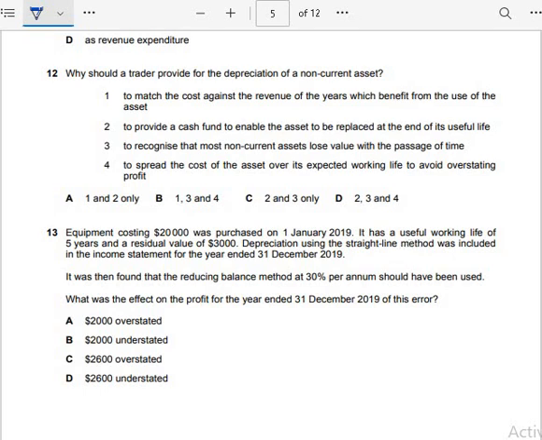Then, to recognize that most non-current assets lose value with the passage of time. This is correct, because we have learned that one of the causes of depreciation is passage of time. To spread the cost of the asset over its expected working life to avoid overstating profit. This is also very correct, because depreciation is an expense. So 1, 3, and 4 is the answer. So the answer here is B.